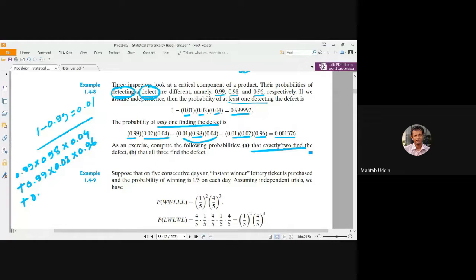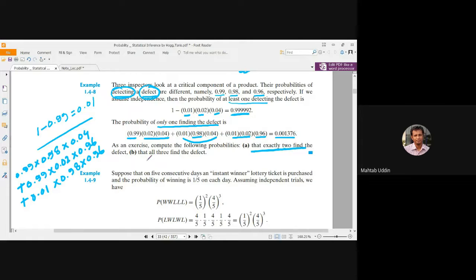Say exactly two successful, that means one fail, right? Two successful means exactly one fails. Who will fail? First we consider the third fails, then the second fails, then the first one fails. The first one fails, the second and third are successful. Right? After the product you get the total result. Okay.